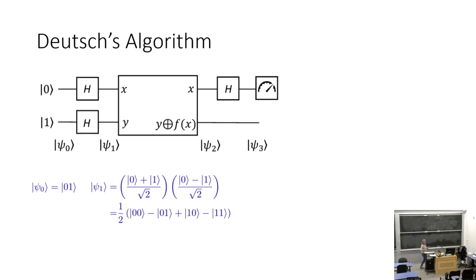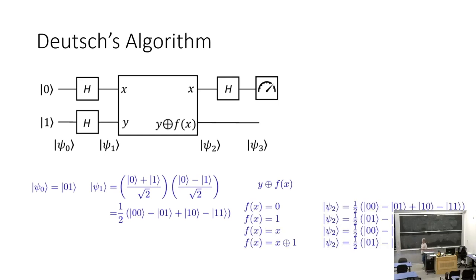So that's all familiar, straightforward. So the next thing we're going to do is only to the second qubit that's in the 1 state, we're going to do this mod 2 addition. And so there's 4 possibilities for the output. So if our function is 0, then nothing changes. We stay the same.